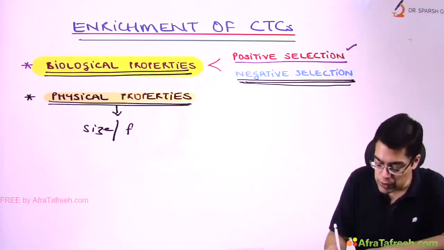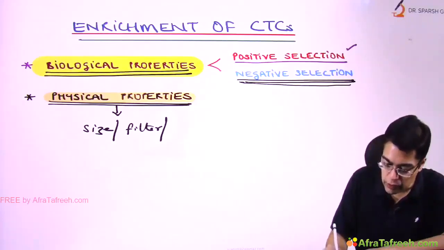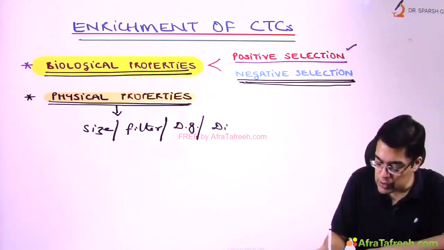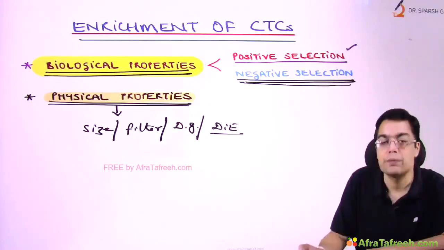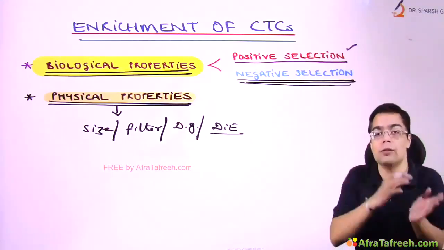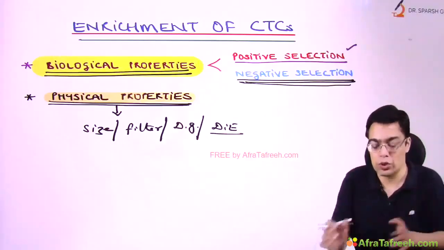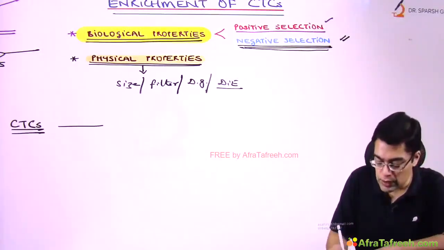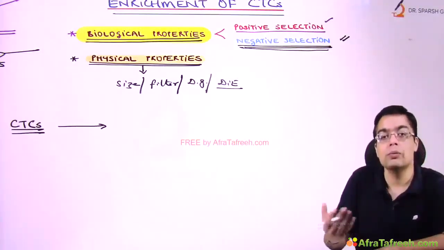So you can be using different kinds of filters, a technique involving different kinds of density gradient media, or a process given the name of dielectrophoresis. So any of the physical properties which distinguish a normal cell from a circulating tumor cell is being used, and now you are going to have the availability of the circulating tumor cells.